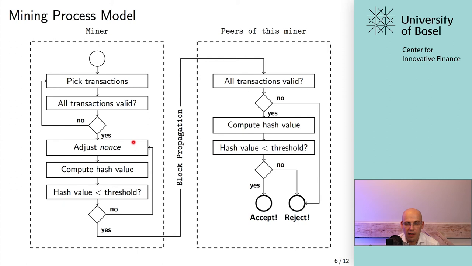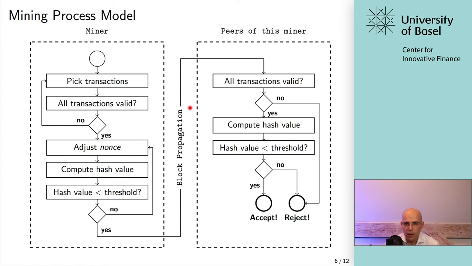So you do that again and again, and this is really where all of these resources are spent. This is really what we refer to as mining, this process right here. This trial and error approach where you're just computing and recomputing hash values until you end up with a valid solution, a block header that results in a hash value that is below this threshold value. Once you've found one of these solutions, you propagate your block, send it to everyone else.